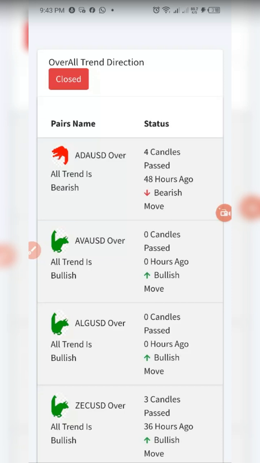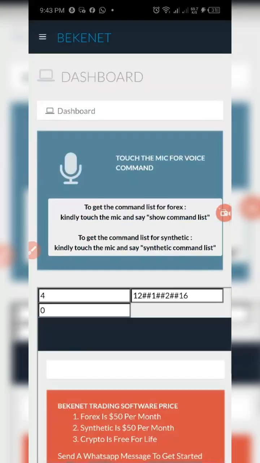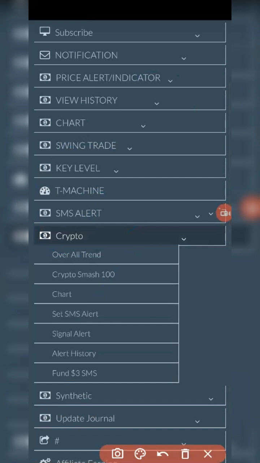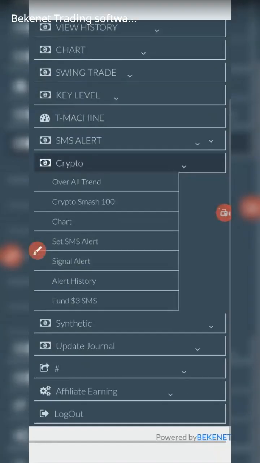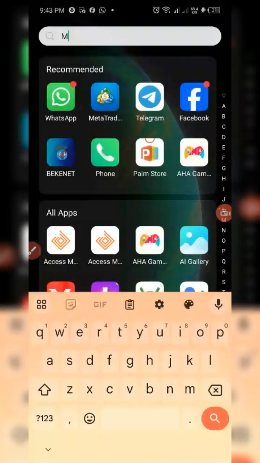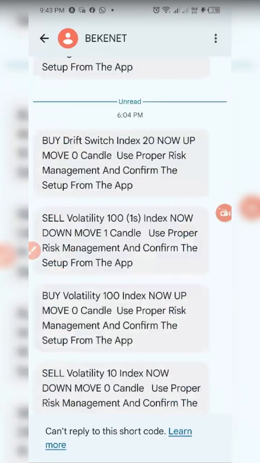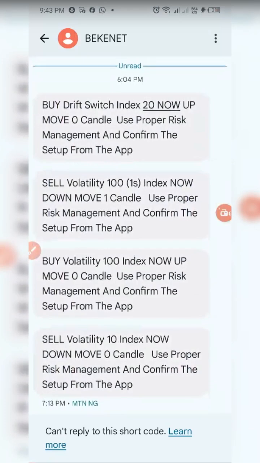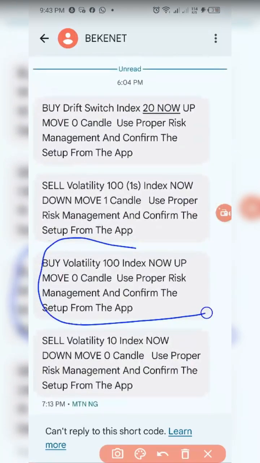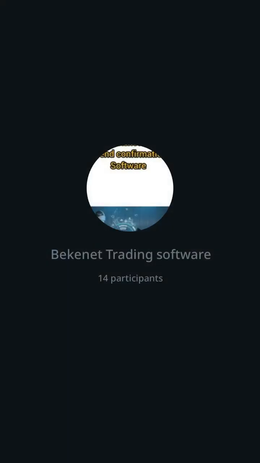Then the other thing we're going to show you again is the automated aspect, where you can be receiving signal alerts telling you this is an up move, this is a down move. Let me show you my SMS. Where's my message? As you can see, this is BTC. This is synthetic. You'll be receiving SMS notifications like this coming to your SIM card, while device notifications will come directly to the phone that the app is on.